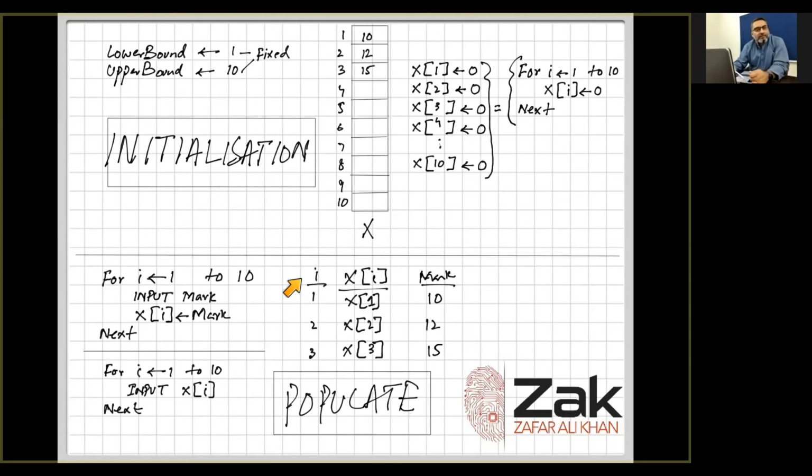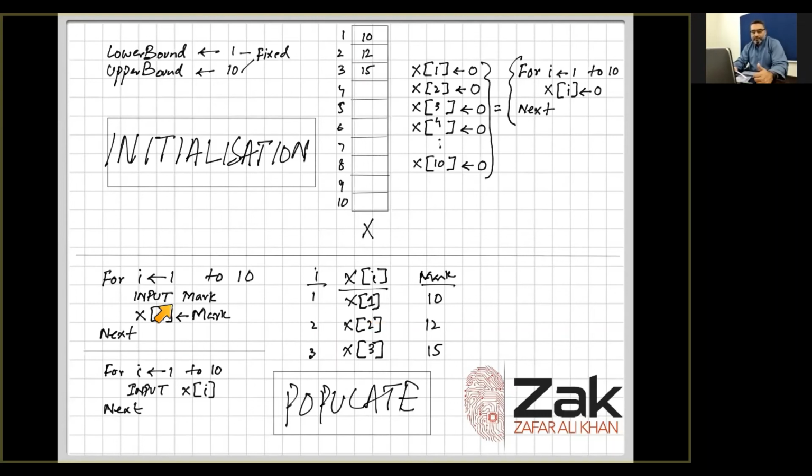Population means that we are going through the whole array, taking input and assigning those values in turn to the array. We are filling up the array. So for I equal to 1 to 10, for this array x, we input a mark and assign that mark to the ith position. If I is 1 and the mark is 10, x1 will become 10 here. In the next loop, when I is 2, the mark entered was 12, so x2 will become 12 here.